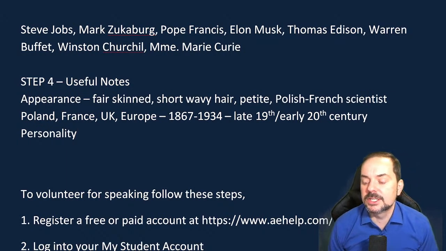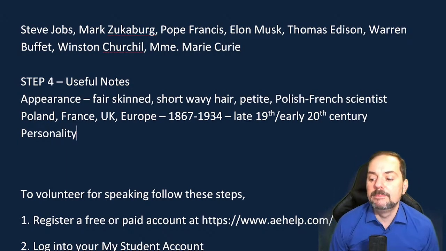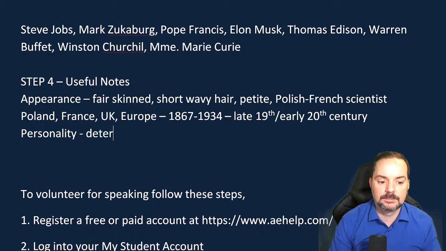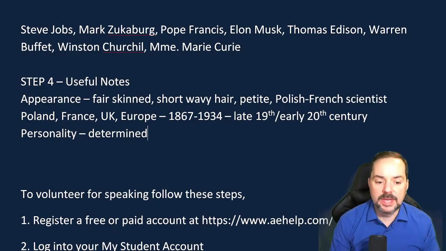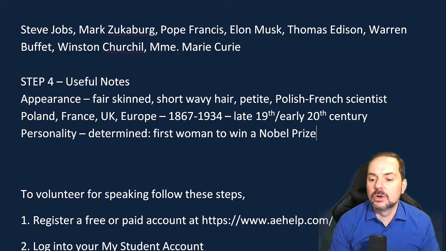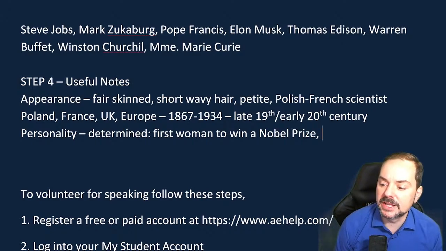Okay, so Tatiana says she was the first woman to win a Nobel Prize. Before we say what she did, Tatiana, think about how she was. Okay, so Arda says determined. Now with determined, we could say first woman to win a Nobel Prize. In fact, she won two.